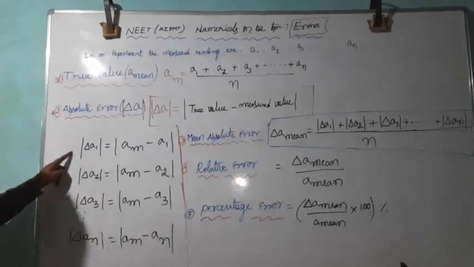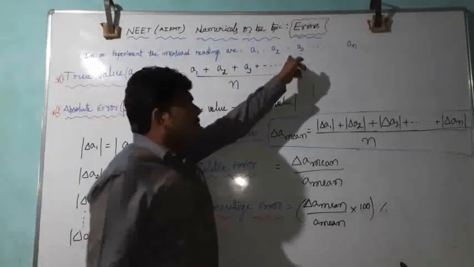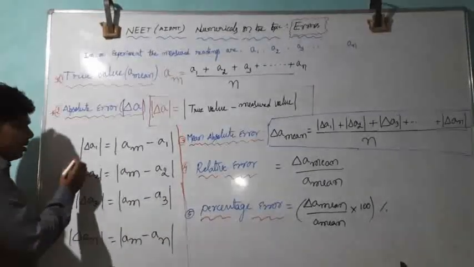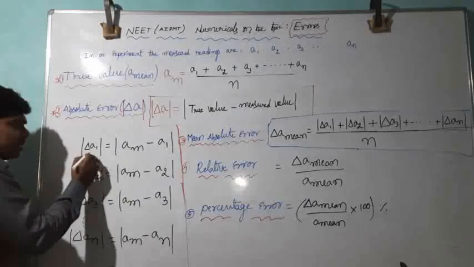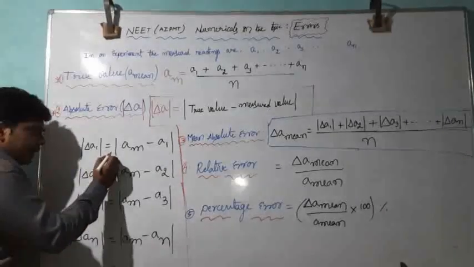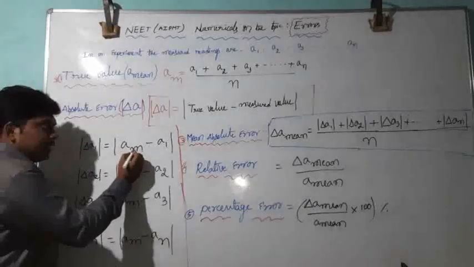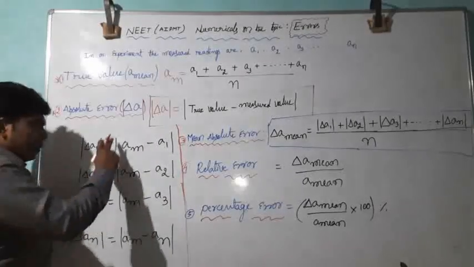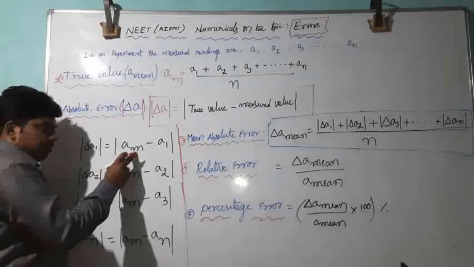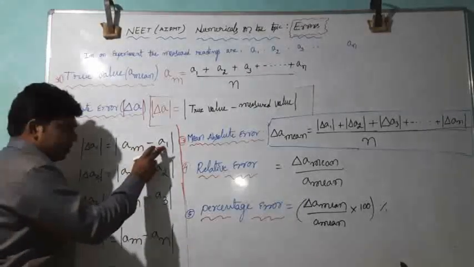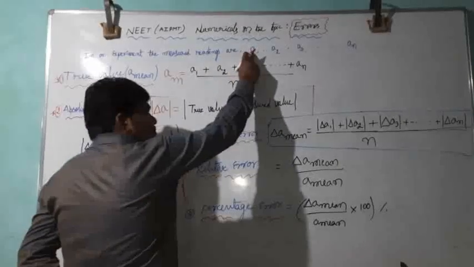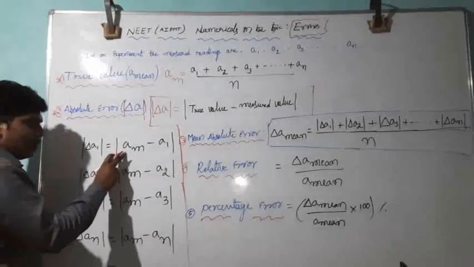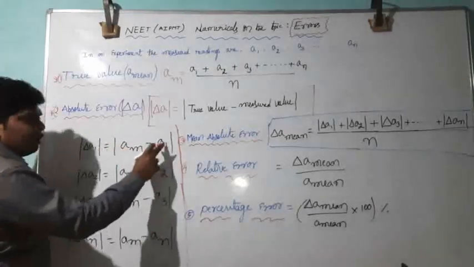Next, if you have taken n number of readings, there will be n number of absolute errors. How to find out that absolute error? We have already given the formula here. First absolute error can be calculated by using A mean, that is nothing but the true value, or I will say the mean value. The magnitude of delta A1 is the magnitude of the mean value minus A1. A1 is what? The first measured value, or first reading.